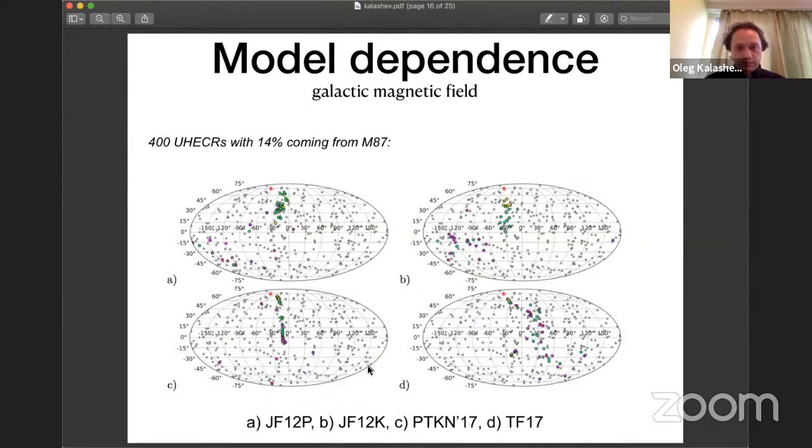And to get deeper into the reason for this discrepancy, I have shown here the maps of arrival directions calculated for the M87 source. You can see here that if we assume this particular magnetic field model, the arrival direction map is quite different from the arrival direction maps obtained for other magnetic field models. So this is more or less an expected result. And I should note that for the rest of the sources and the rest of the models, we have much better agreement.